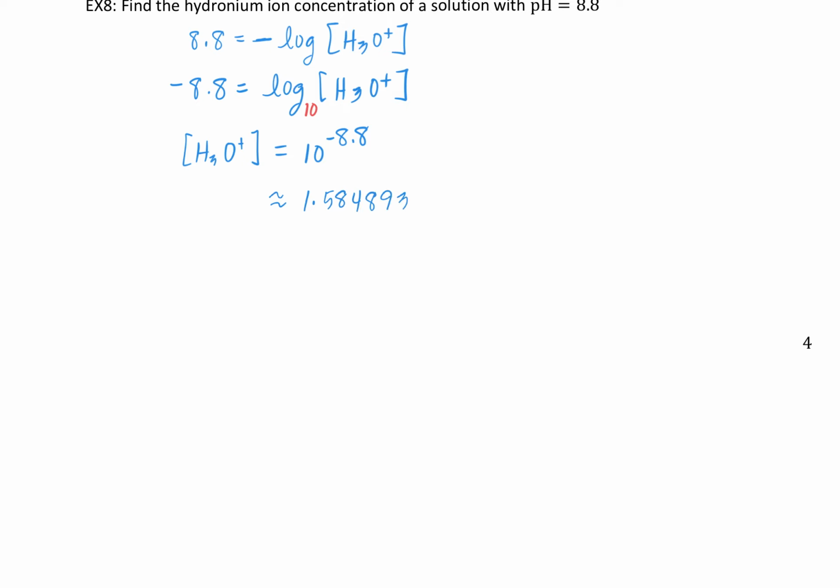I have 1.58489, and I'll write the whole thing out. And then there's that E minus 9. So this whole number portion has to be rounded to one decimal place. 1.6. This E stands for times 10. And the negative 9 is your exponent. Okay, and so that's it on this section.